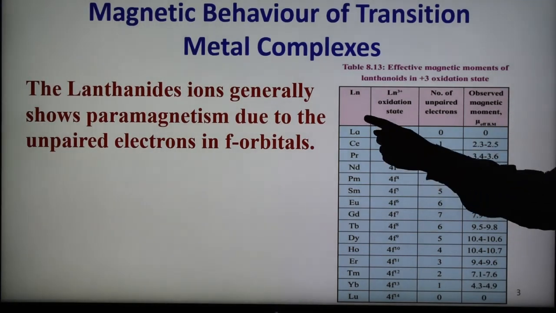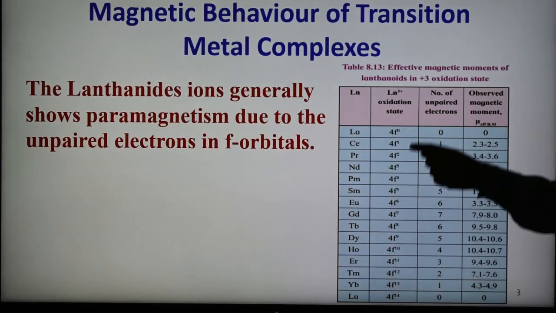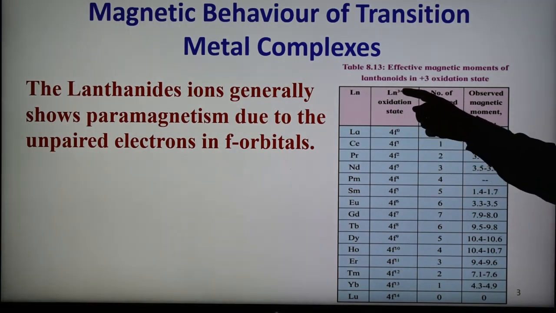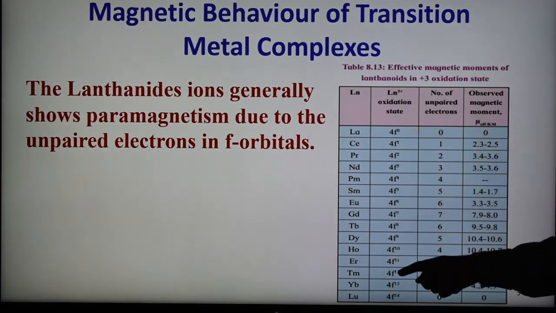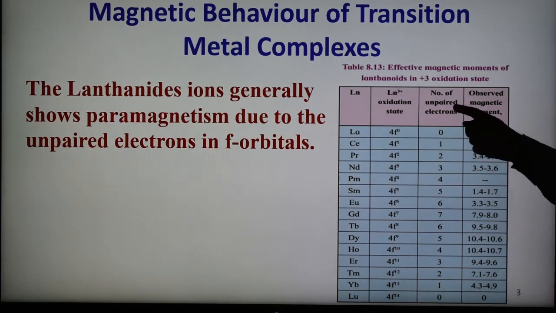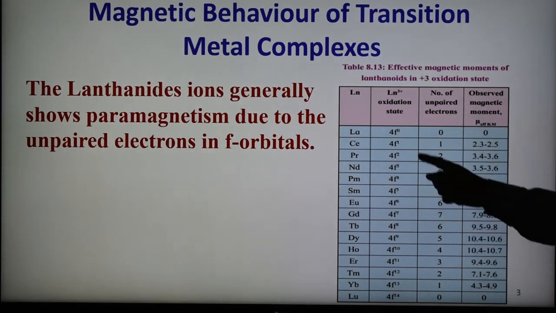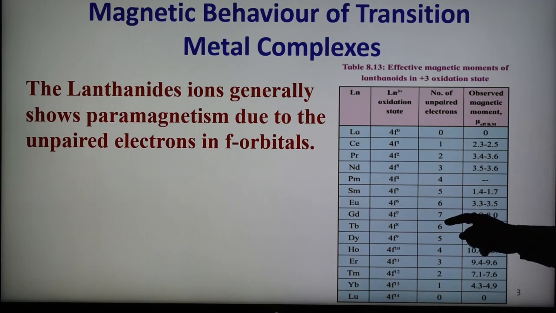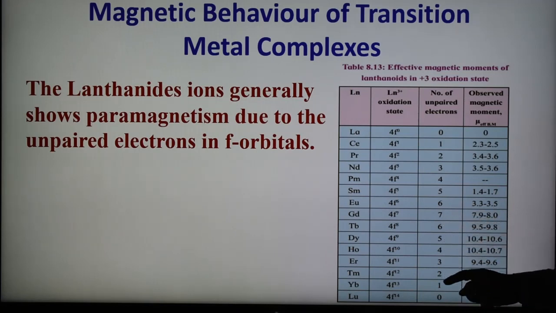These are the elements of the lanthanide series, Ln3+, and this is the configuration, that is the 4f electrons, and these are the numbers of unpaired electrons shown. So 4f0 has 0 unpaired electrons, then 4f1, 2, 3, 4, 5, 6, 7, and then decreasing 6, 5, 4, 3, 2, 1, 0. The majority of these lanthanide ions are paramagnetic.